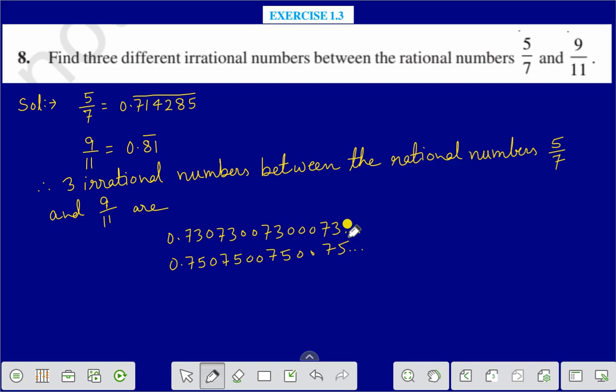If we take another like 0.7910, 7920, 7930, 1 2 3, here there will be 3 zeros, 1 2 3, then 79. These three numbers are irrational numbers between the rational numbers 5 by 7 and 9 by 11.